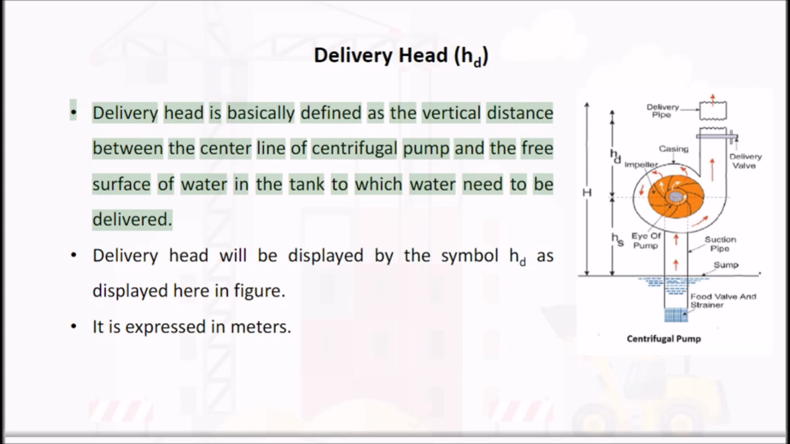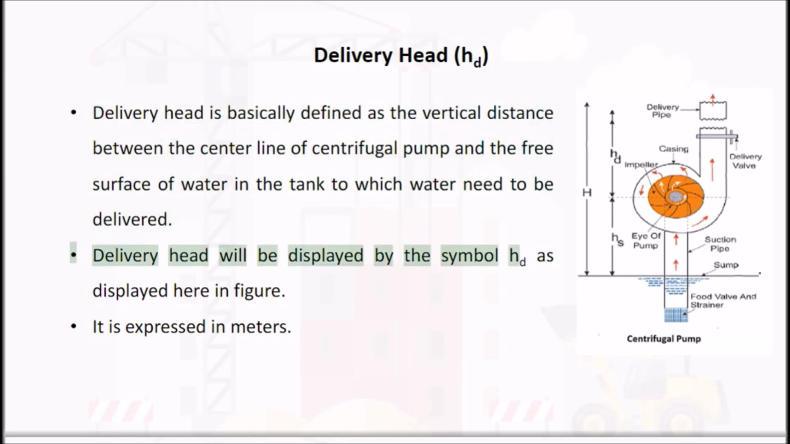Delivery head is basically defined as the vertical distance between the center line of the centrifugal pump and the free surface of water in the tank to which water needs to be delivered. Delivery head will be displayed by the symbol HD, as displayed here in the figure. It is expressed in meters.